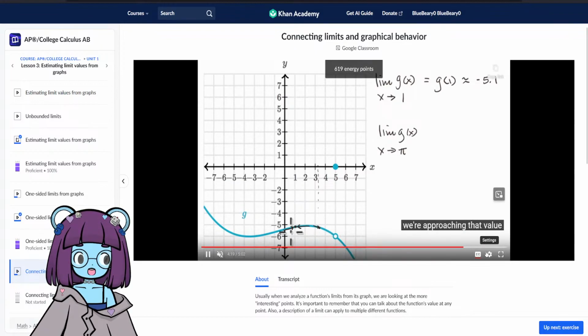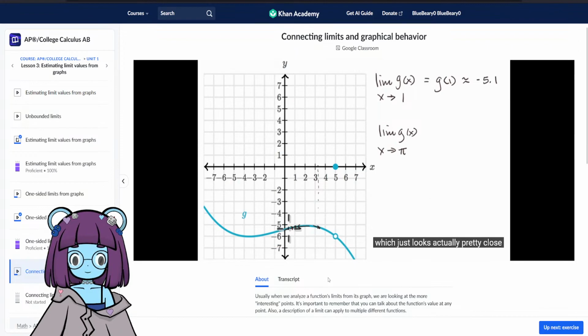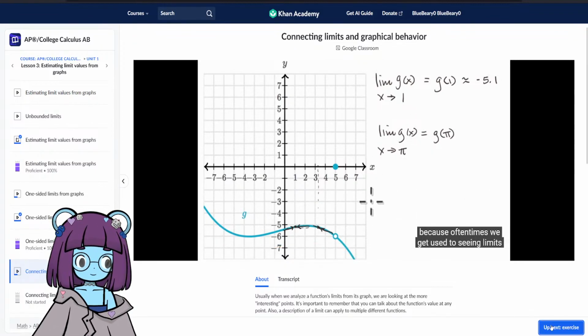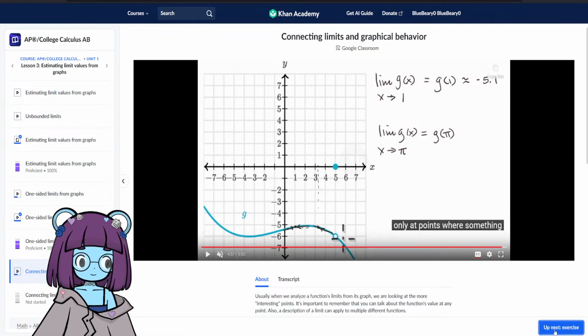I'm assuming the whole point of this video is to explain that the actual value doesn't equal the limit all the time. They're really drilling that idea in our heads.